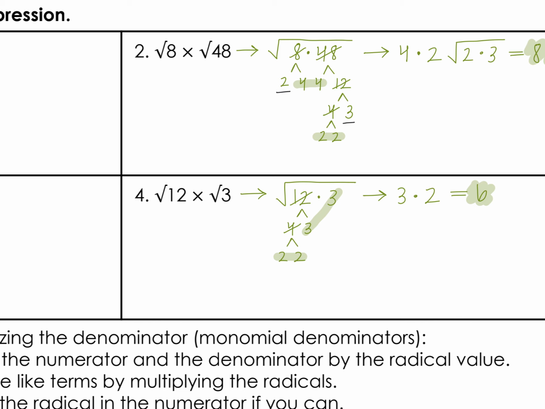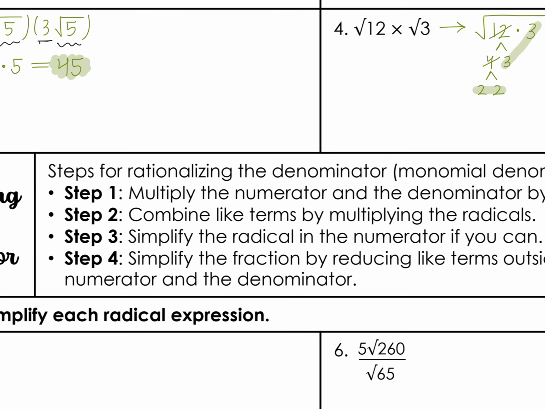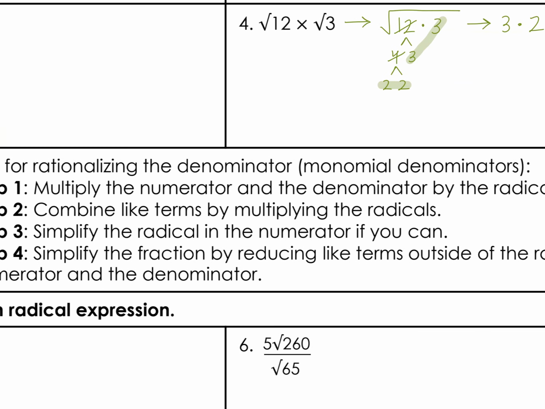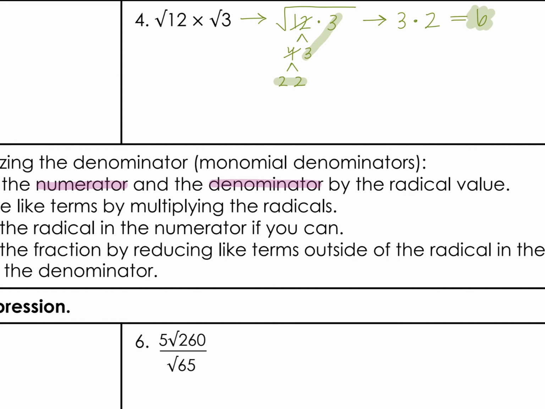All right, now let's move on to rationalizing the denominator. We have steps for rationalizing the denominator. Step 1 is to multiply the numerator and denominator by the radical value. I'm going to highlight that, as those are key things. To clarify, the radical value they're referring to is the one coming from the denominator.